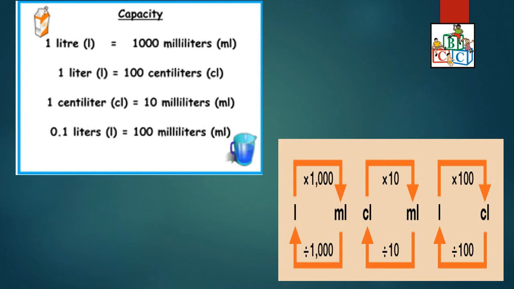Here you have another figure, how you're going to do your conversion from liter to milliliters, centiliters to milliliters, and liters to centiliters. So it's very useful for you, very easy. You're going to copy this in your copybook 3 times, like it is. You can use different colored pencils or pens.